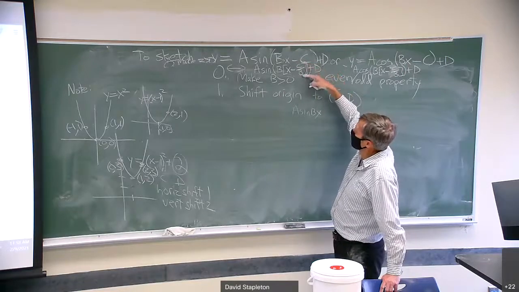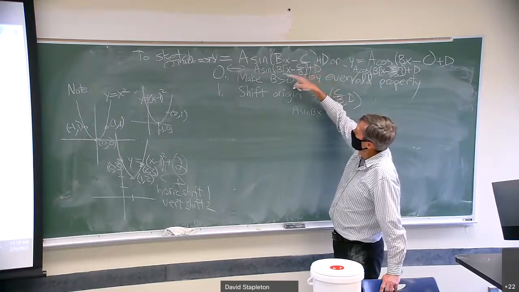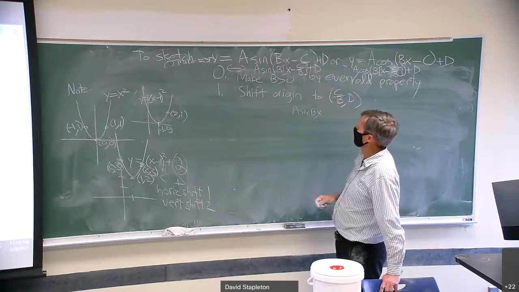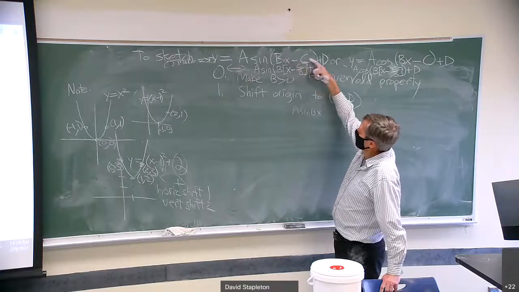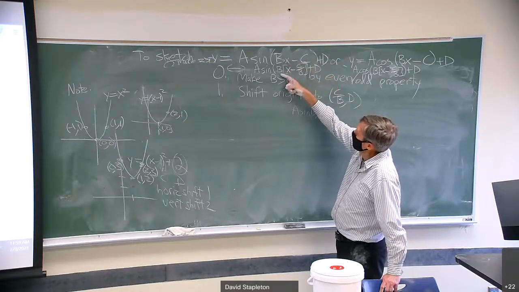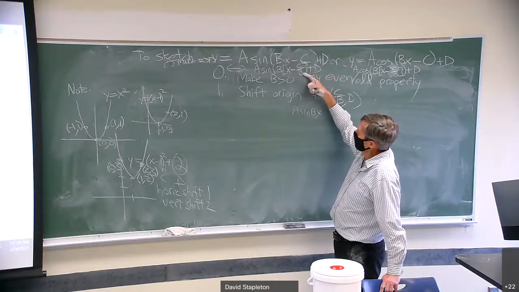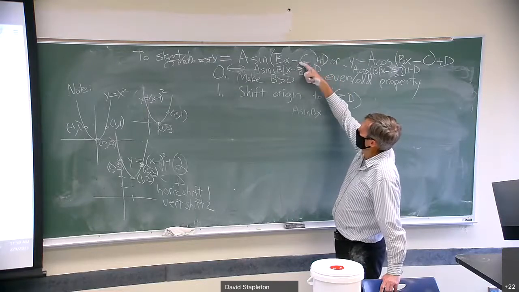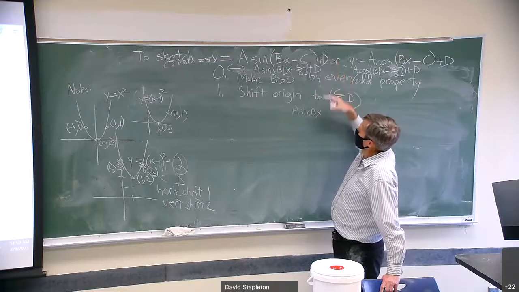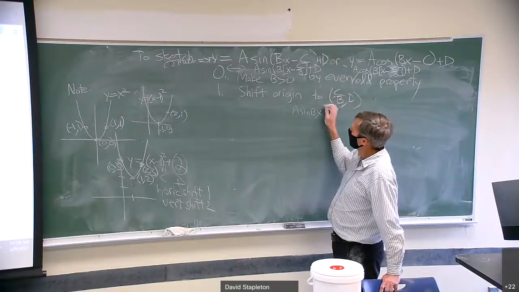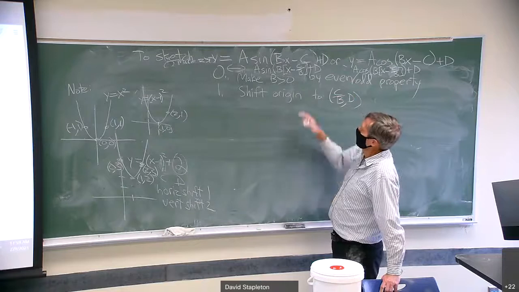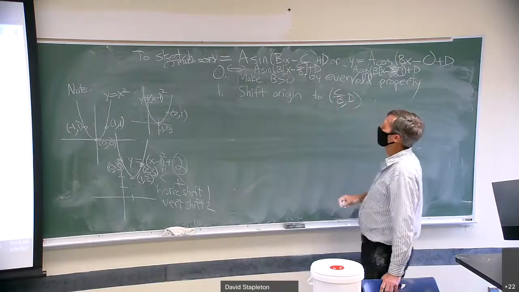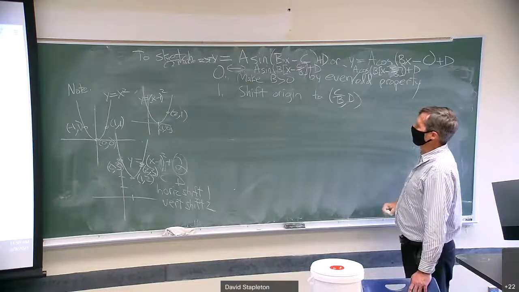So actually C over B is the shift, right? If you replace x with parentheses, x minus C over B, then C over B is the shift. So if you have Bx minus C in here, you're thinking of writing it like this, but you don't have to. You observe that the shift is always C over B. The D on the outside means the vertical shift is D. And so it's the graph of y equals A sine Bx shifted by C over B and D. All right. So there's the shift, the origin to that point.